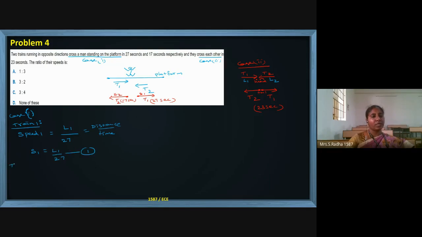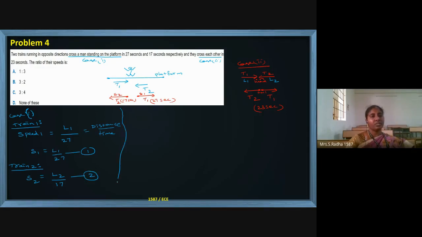Now I am going to train 2, crossing the man in case 1. Speed 2 is nothing but the length of train 2, and train 2 takes 17 seconds to cross the man. This is equation 2. Equations 1 and 2 I got.